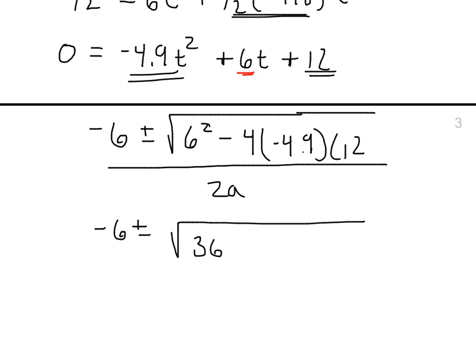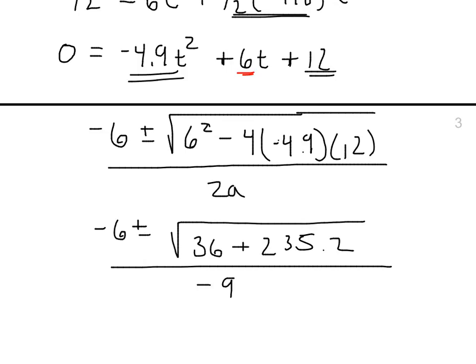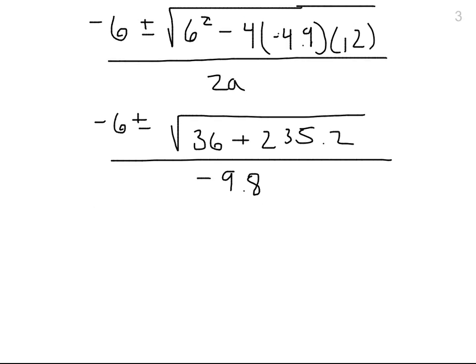I get, hold on, 235.2. It's going to be a positive number because I have a negative times a negative. So plus 235.2 all over 2 times 4.9 is negative 9.8. So that plus inside plus 36, I take the square root of it. And here's what I have so far. I have negative 6 plus or minus 16.47 all over negative 9.8.